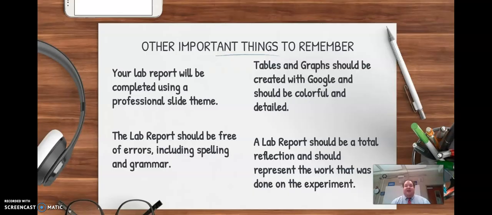The lab report should be free of errors, including spelling and grammar. Tables and graphs should be colorful, created with Google, and should be detailed. And then, of course, like I said, the lab report is a reflection and should represent the work that was done on the experiment. We're going to be working on these lab reports together, so I don't want you to be concerned. We're going to go step by step until we really understand how to do lab reports, but using this Google Slide format is going to be a great help to us as we continue to do virtual labs and create lab reports together.